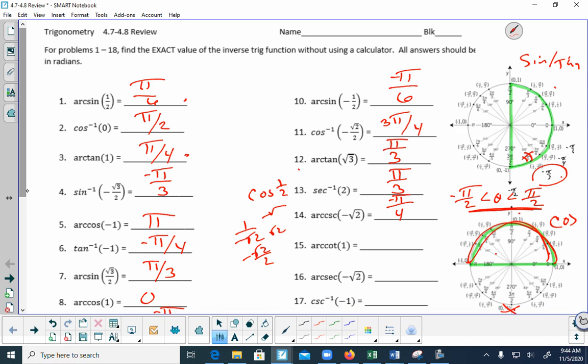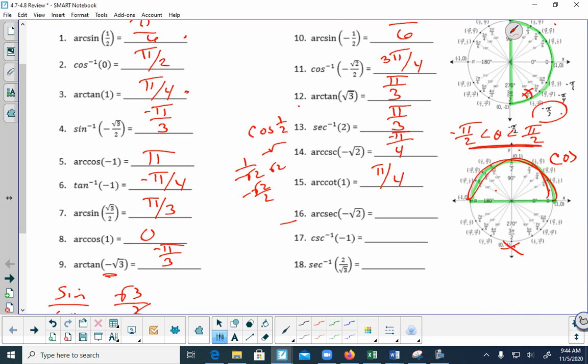When is the cotangent equal to a positive 1? Again, the cosine over the sine, they have to be the same, so that's going to be positive pi over 4. The secant is a reciprocal of cosine, so the cosine is going to equal negative square root of 2 over 2. That's coming from the second quadrant, so that's going to be 3 pi over 4.